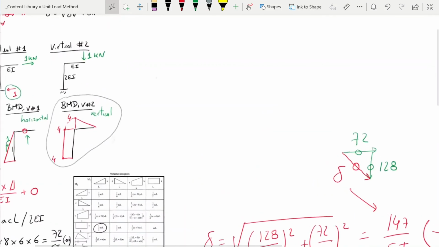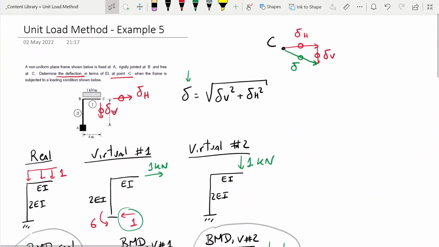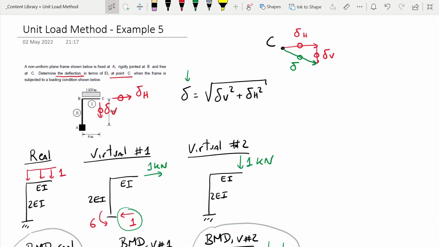So we figured out another complicated problem using unit load method. And in this particular case, we found the total deflection of a particular point in this structure.